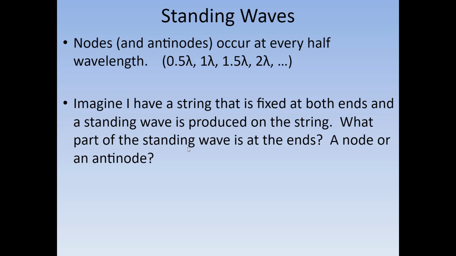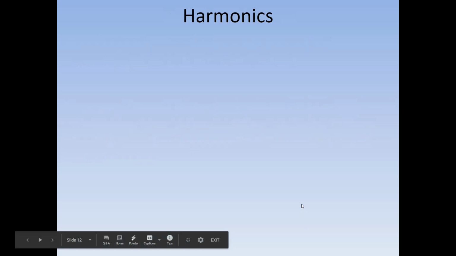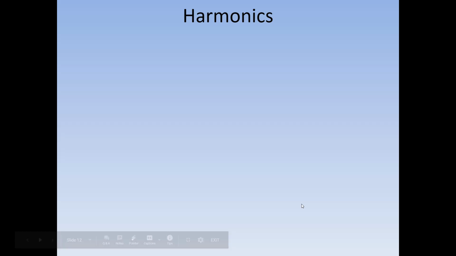Well, it turns out that only nodes can exist at those ends on a string. So, for example, a stringed instrument. If you're playing a violin or a guitar or something, that's an example of fixed at two ends. So when you create a standing wave in there, just strumming on the string, you're creating a half a wave, something that has a node at two ends.